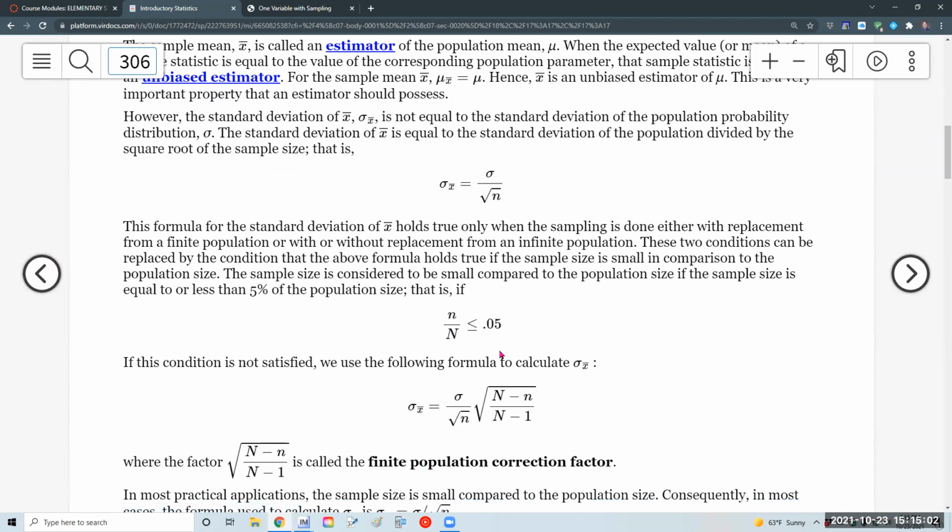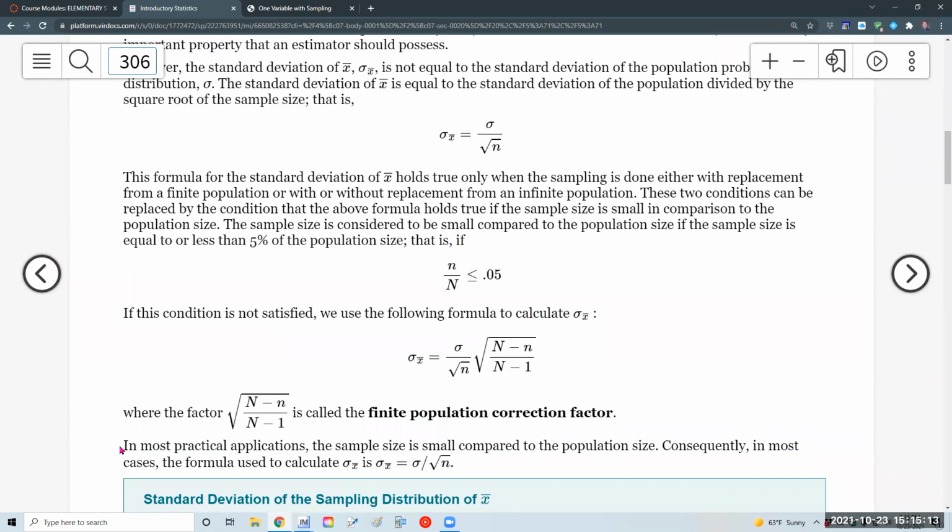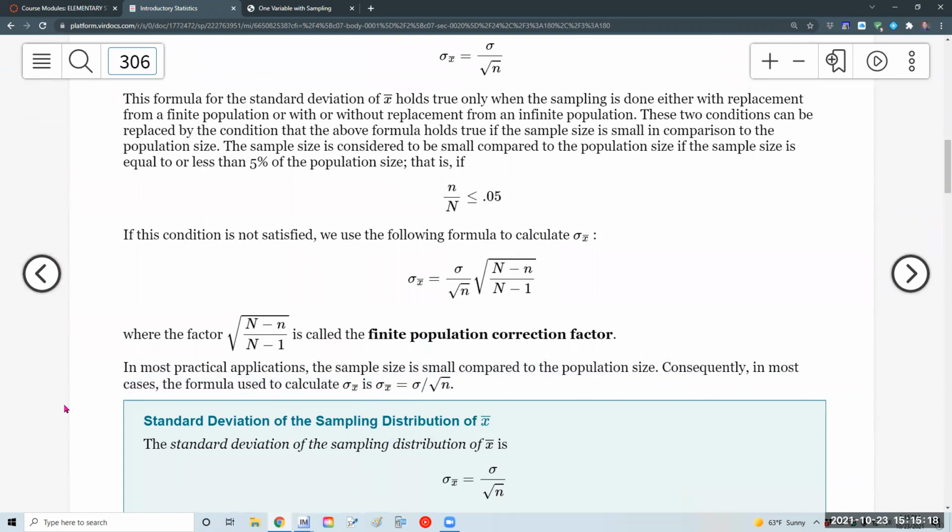So if this is not true, we're going to find sigma sub x bar with this formula, and this little piece of the formula, that factor, is called the finite population correction factor. But what you ought to know is this: in most applications in the real world, but not all of them, the sample size will be small compared to the population size. So consequently, this will be a true statement, and we'll be using this formula to find sigma sub x bar.